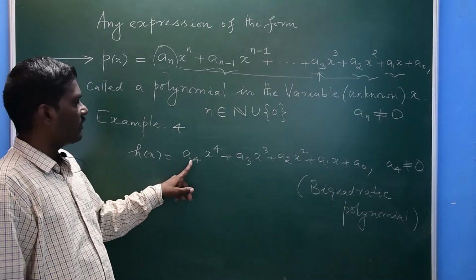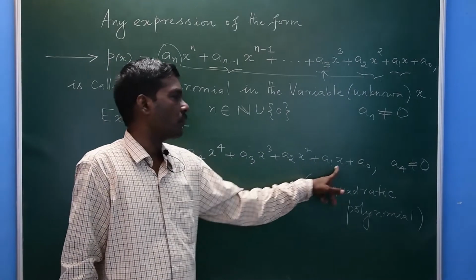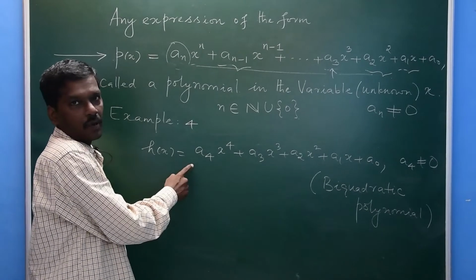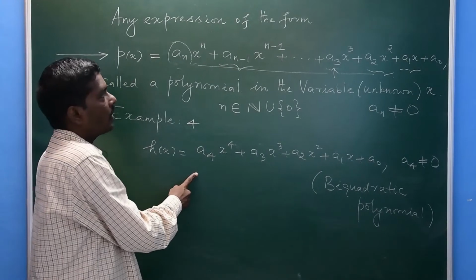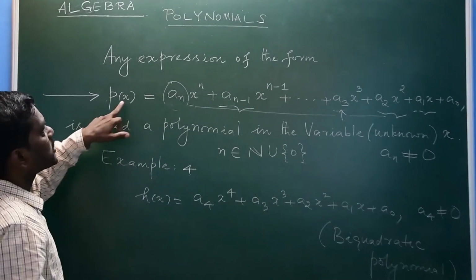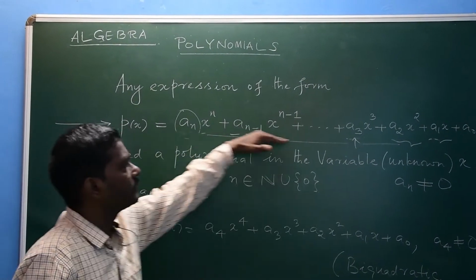By giving different values for a4, a3, a2, a1, a0, you will get different examples of the biquadratic polynomial. So this is the star equation. This is the important equation, the general expression for a polynomial.